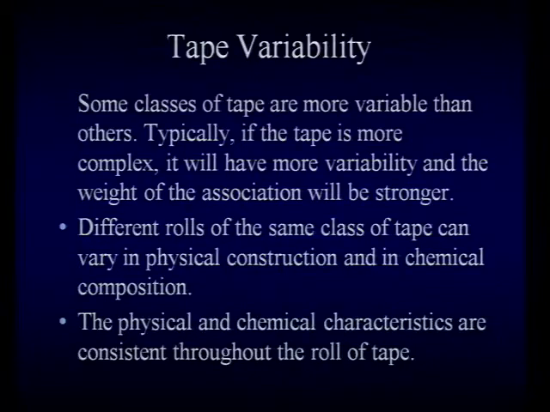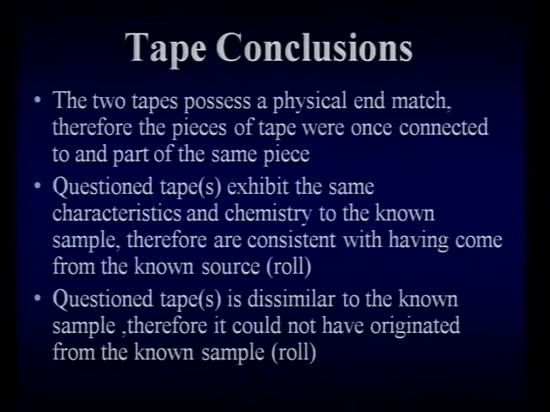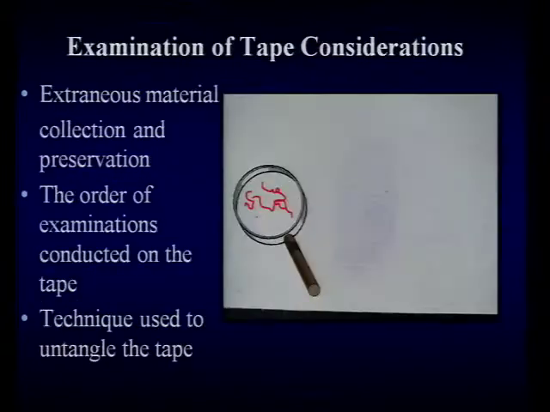Tape variability: there are differences, and this is the crux of why you can do a tape exam, especially if you're trying to educate your investigators. The physical and chemical characteristics are consistent throughout the roll. One roll varies from a different roll. Some of the other tape conclusions, basically the results you can have: the two tapes were once the same source, or they were similar, or they were different.